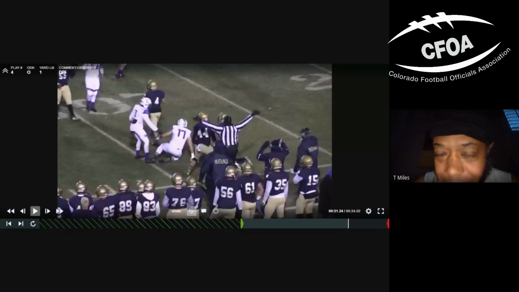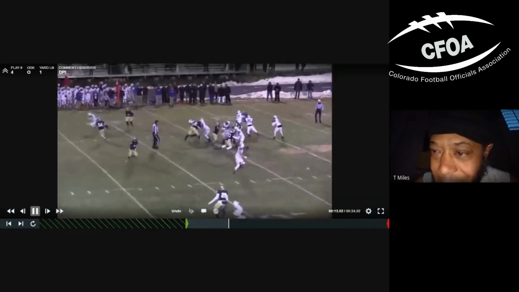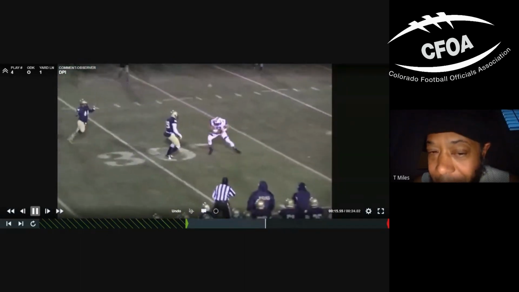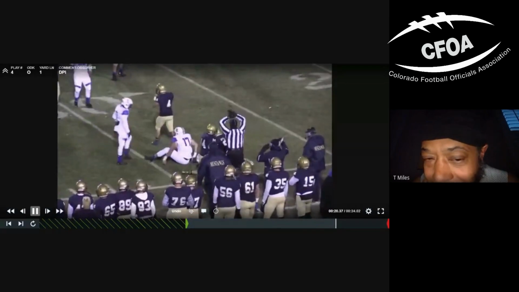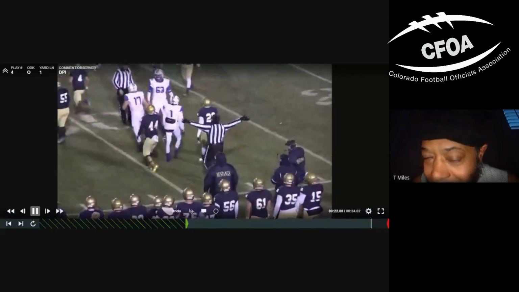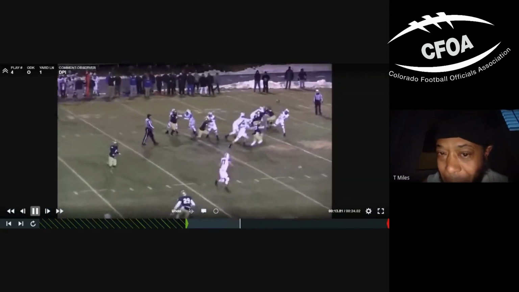When you play that in real time, Kurt, it's ball and defender all at the same time, right? Right. You can't make a living calling this because you're going to be wrong more than you are right. So we want to look for that element of time of contact, then the ball coming.